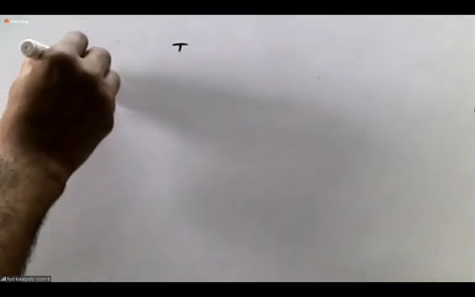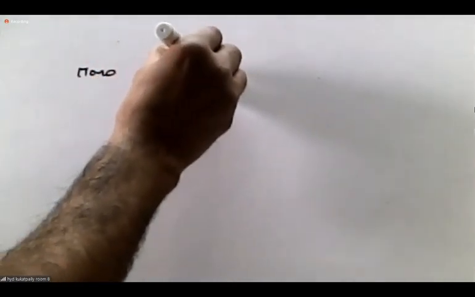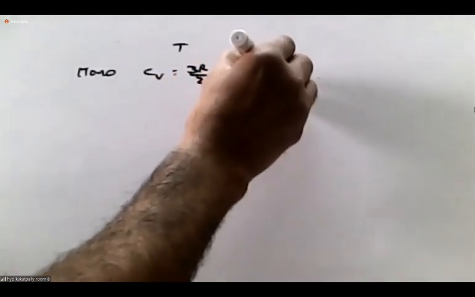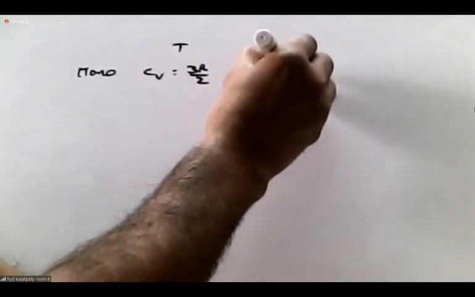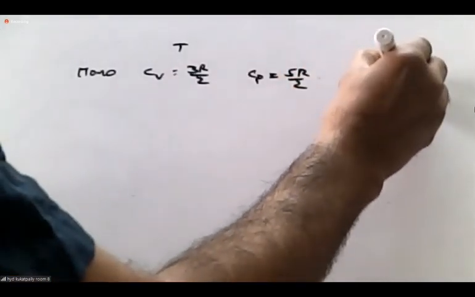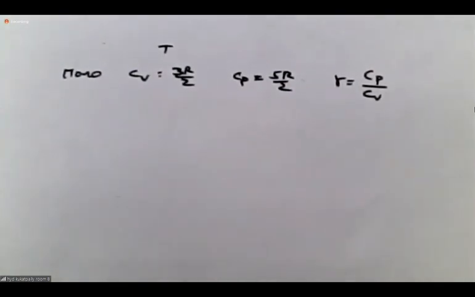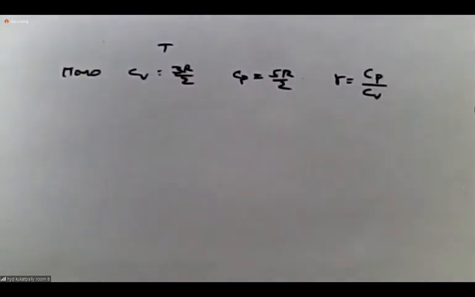isothermal process. Okay, before that, one more point let me teach. Monoatomic gas Cv is equal to 3R by 2. Cp then will be plus R, so it will be 5R by 2. Gamma is Cp by Cv. Gamma is a constant. Don't think that it is volume expansion coefficient. That part is over. Gamma is different now.